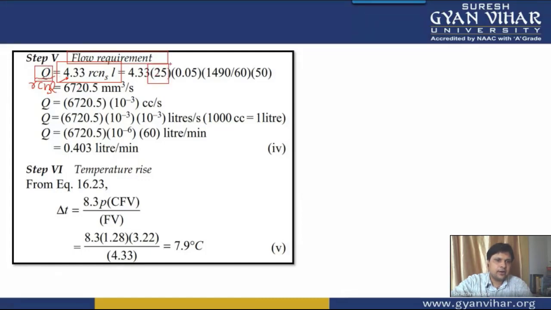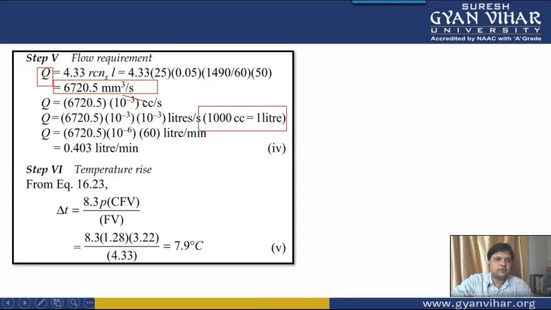R you already have, C you have, this revolutions per second value you have, and also the value of the length of the bearing, that also you have. Putting these values, you will be able to easily calculate the value of flow, quantity of lubricant. All right, flow of the lubricant in fact. And after calculating it, you can convert the units in liters also. We will here divide by 1000 and we will get in liters per second. Finally, in liters per minute, you can get this value.